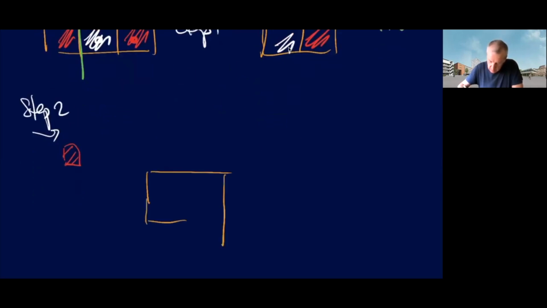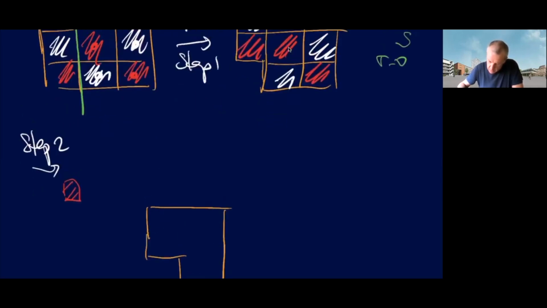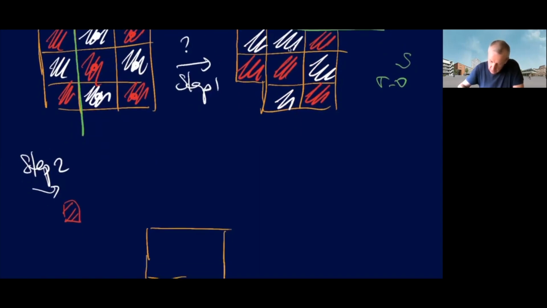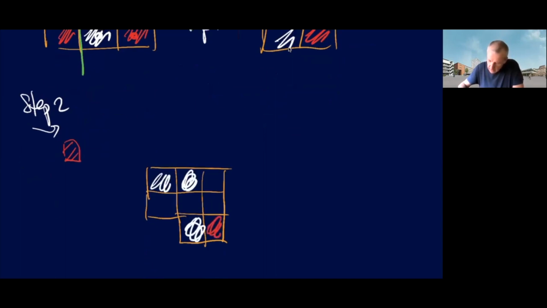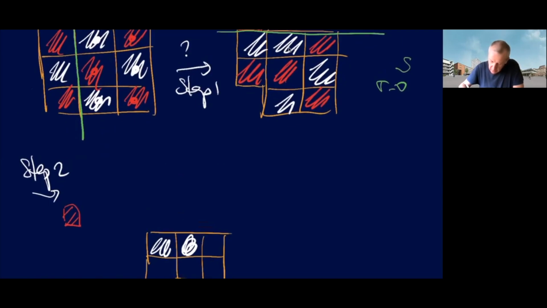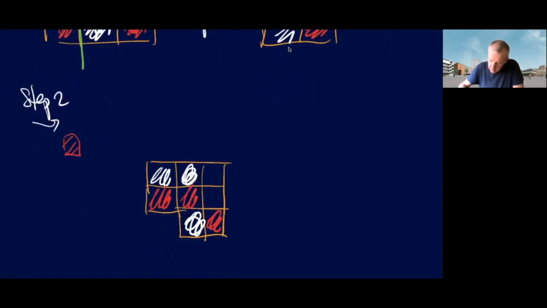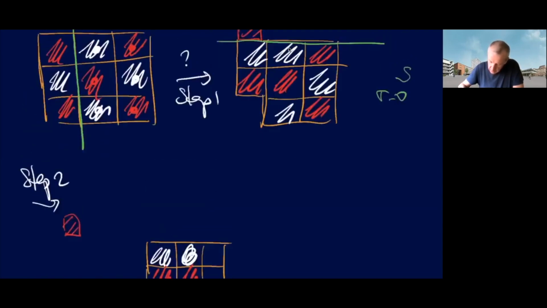Which is something like this, in which the pattern was white, white, and then white, red, and then red, red, red, and then red, white.